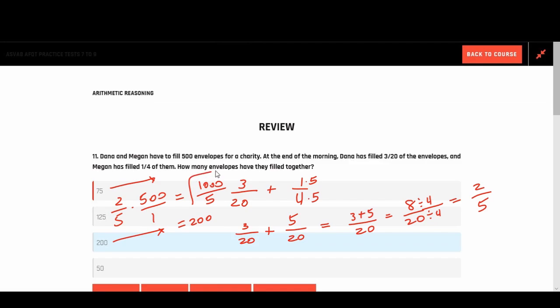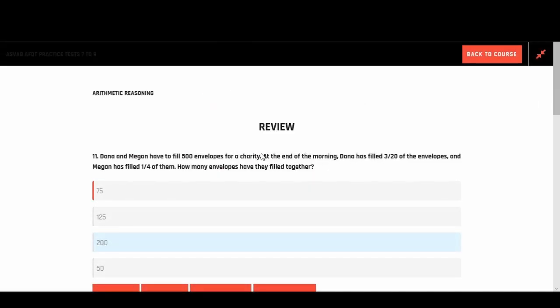Again, if you couldn't see this in your head, let's work it out right here. 1,000 divided by 5. 5 doesn't go into 1. 5 goes into 10 2 times. Just bring up those zeros. You know 5 times 200 is going to be 1,000 with no remainder. So to answer the question, we see that combined they filled out 200 envelopes. So that's that one.